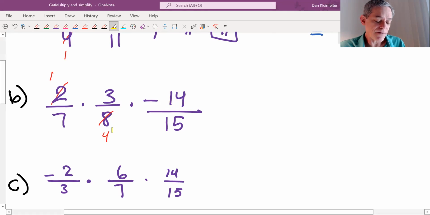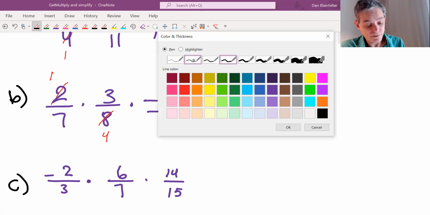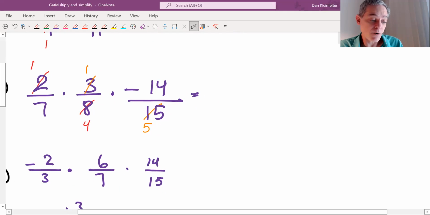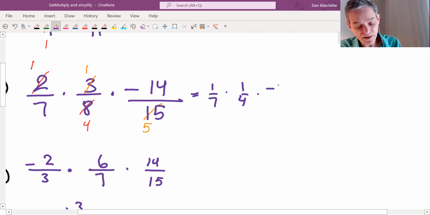Okay, so we've divided out a common factor of 2. The next thing I can see is that there's a factor of 3 that 3 and 15 both share. So let's divide that out. I'm going to divide the 3 and the 15 both by 3. 3 divided by 3 is 1. 15 divided by 3 is 5. Okay, there's a little bit more simplification to be done, but at this point, I'm going to rewrite what I have left so that it's not full of crossouts and hard for you to read. So what I've got left so far is now 1/7 times 1/4 times negative 14/5.